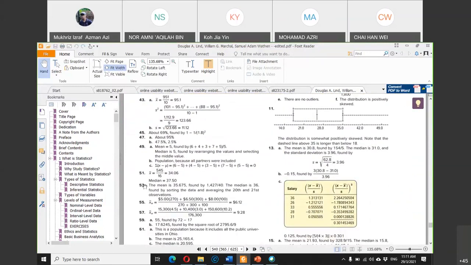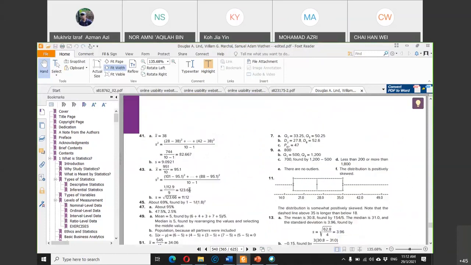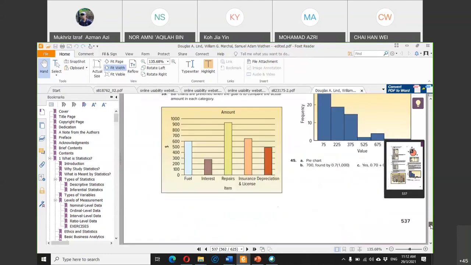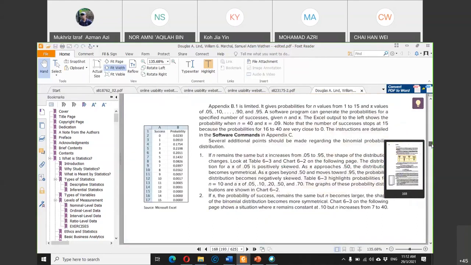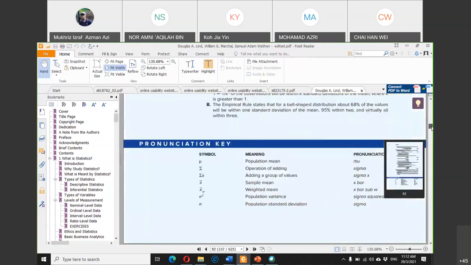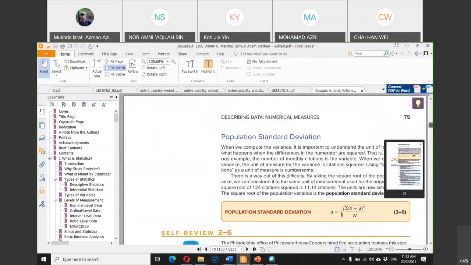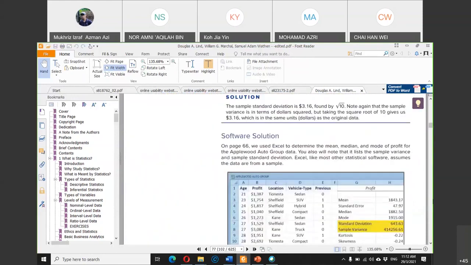Question 51: the mean is 34.06, the median is 37.5. So you can do questions that have answers just to verify whether the data you key in using the online calculator gives the same numbers as the solutions in the book. I think this should be our goal for today.